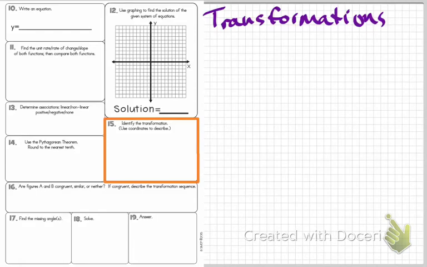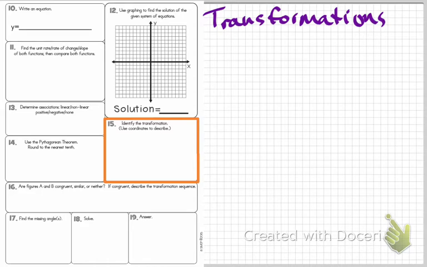Welcome to our tutorial for question 15 of our weekly review. Question 15 is asking us to identify transformations of shapes on the coordinate plane, as well as to describe the specifics of how those transformations are taking place. For us to be able to identify these different transformations, we first need to know what the transformations are.